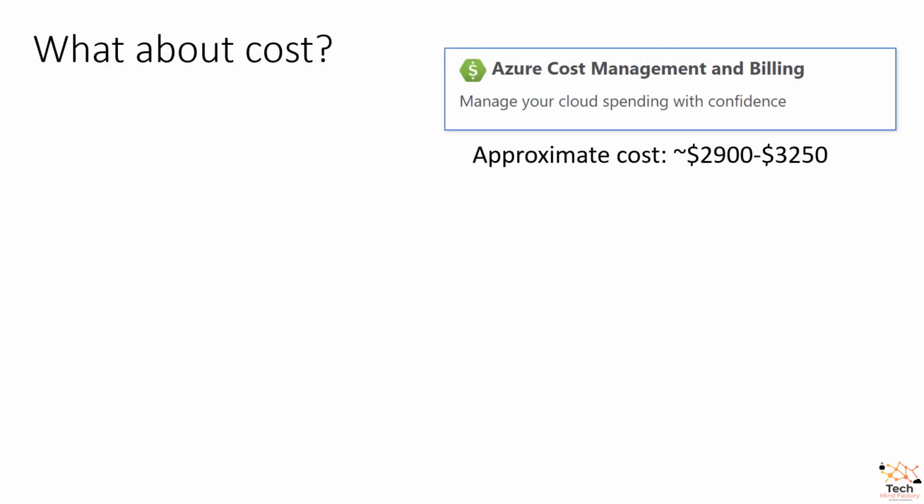Okay, so this is about the general architecture, about the components, but again, you can ask about the cost. So what is the cost of such modern identity platform solution? So this is the approximate cost. So between $2,900 up to $3,250. And now, you can ask what implicates such cost.